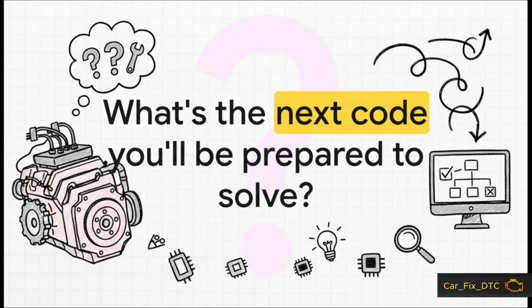And there you have it. You've got the complete plan to diagnose and fix Ford code B10D787. What seemed like a confusing, frustrating problem is now just a simple checklist. You're ready for this. So the only real question left is, what's the next code you're going to be prepared to solve?